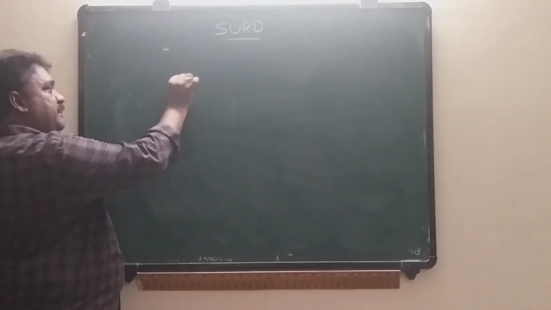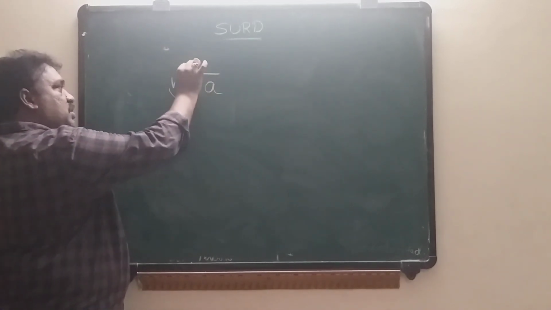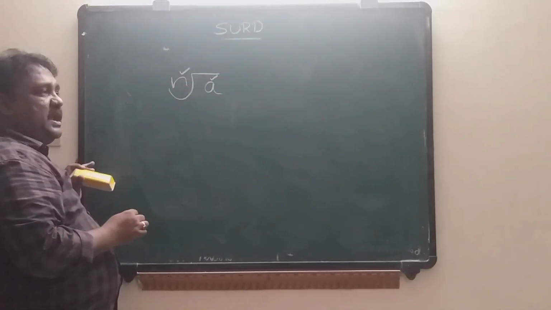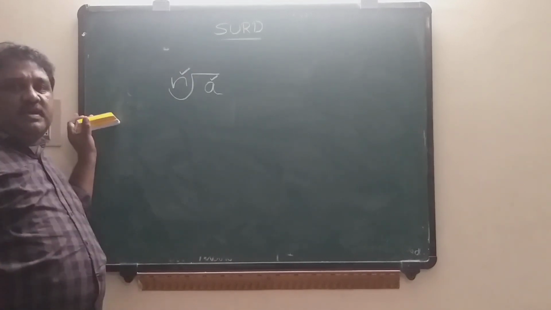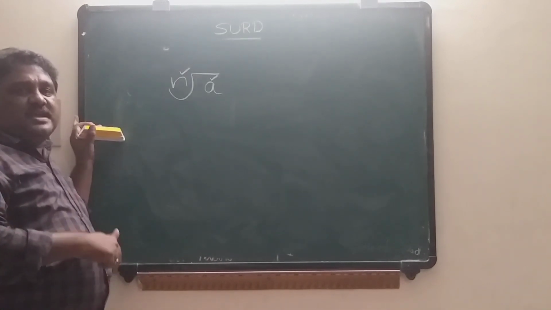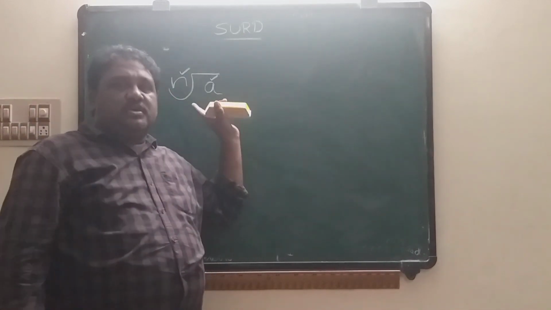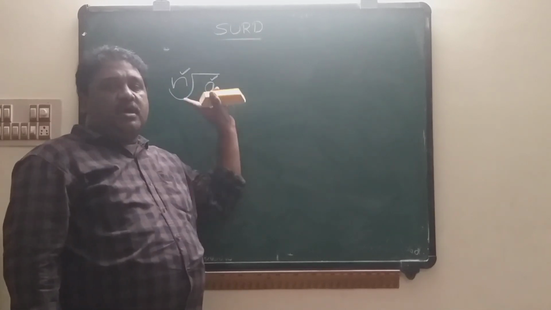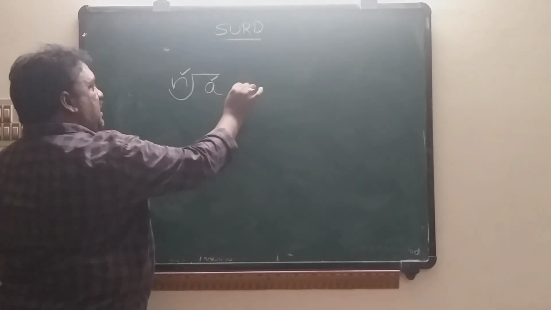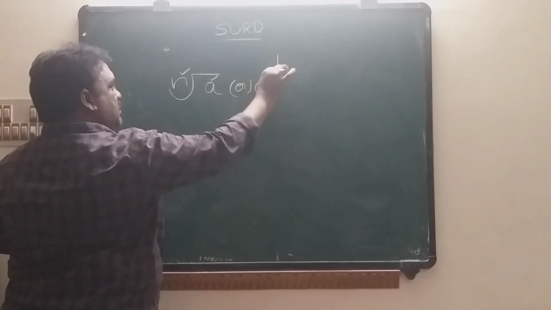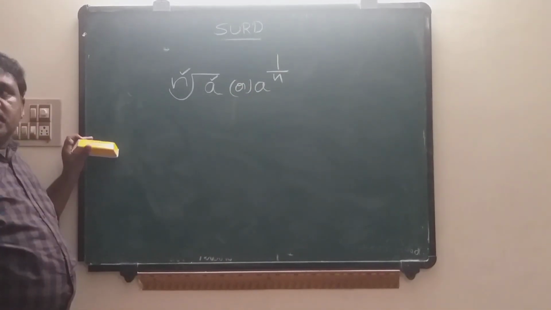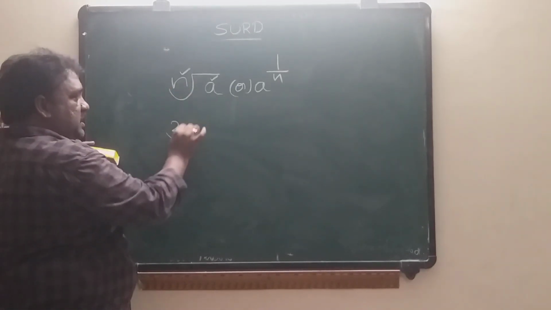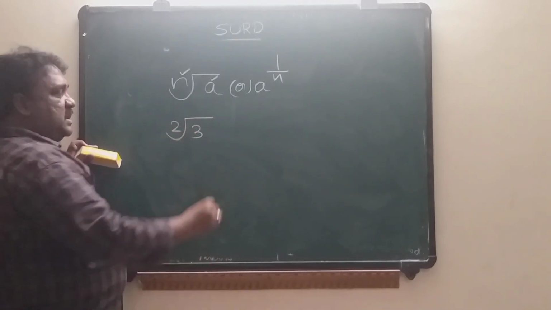In nth root A, n is known as the degree of the surd. A is known as the radicand. What is nth root? Nth root is known as the radical sign. What is n? N is known as the degree of the surd. What is small a? Small a is known as the radicand. Nth root a can be written as a to the power of 1 by n. Both are the same.